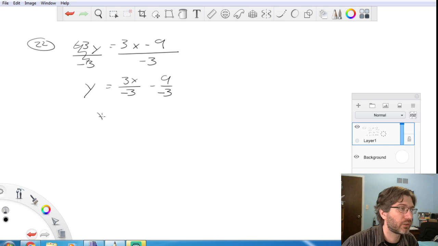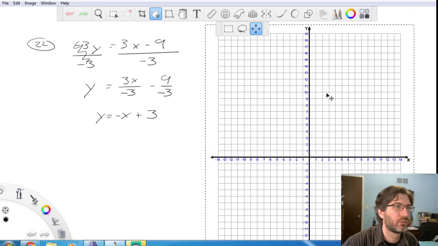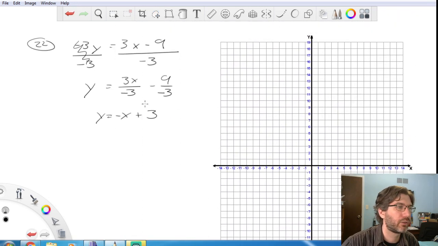So in that case, you're going to get y equals negative x, and then this is already negative, so this is going to be positive 3. 9 divided by 3 gives you 3. And this here is what you would graph. You should note your x value is negative, so your line should be going in this direction. Just get you to start thinking that way.